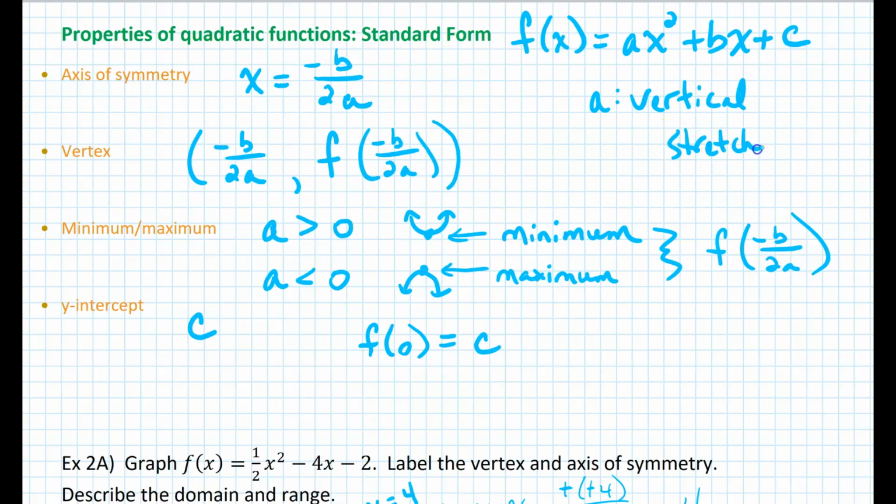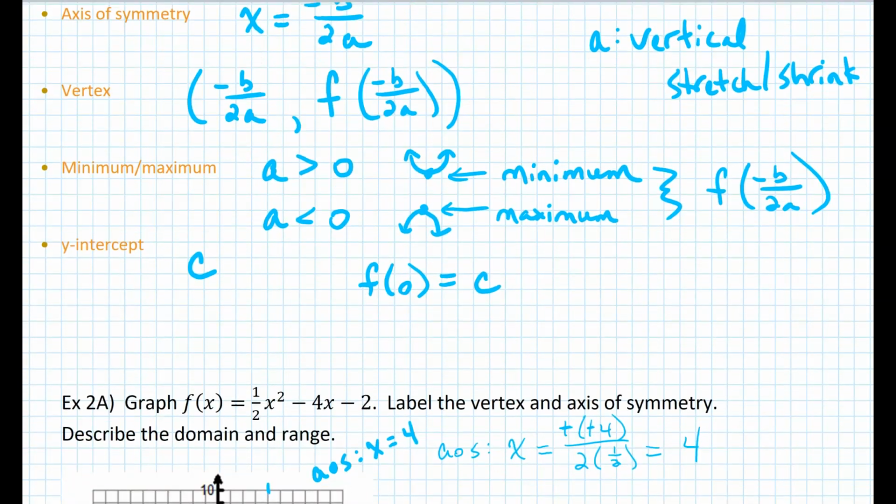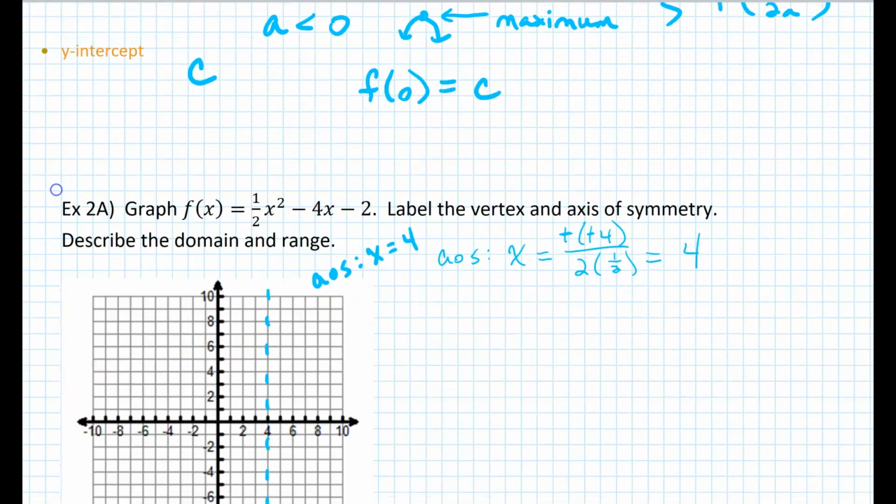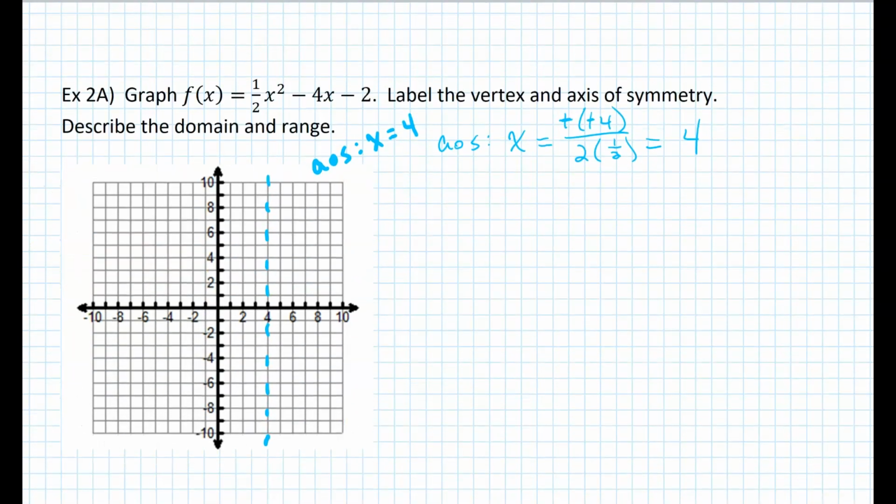So when it's in this form, how do you know the horizontal stretch? We don't. That A is on the outside. It occurs after the square happens. So all we can tell is that the vertical stretch will be A. Did I just say horizontal? All we can tell is that the vertical stretch will be A. Okay.